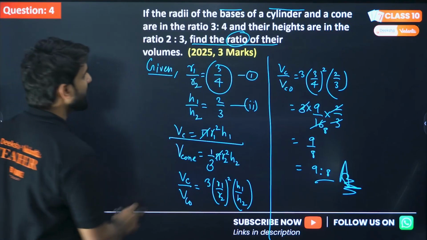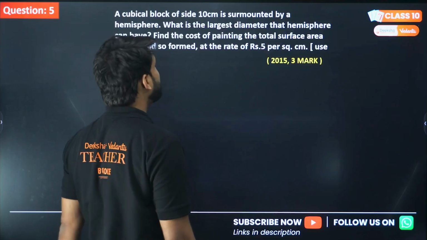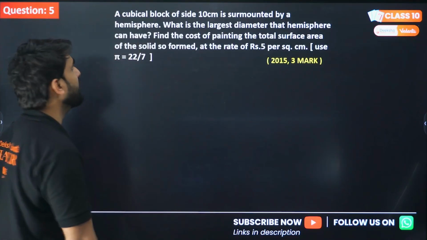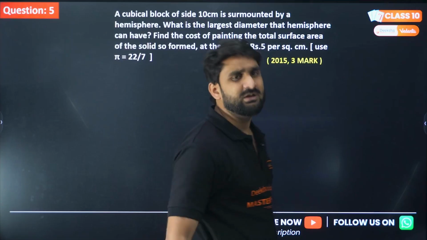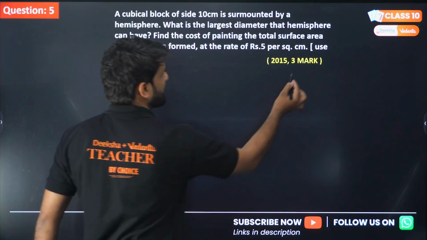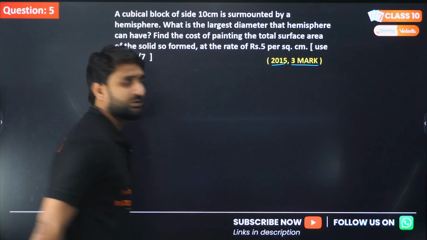Okay. Now move to question number 5. A cubical block of side 10 centimeter is surmounted by a hemisphere. What is the largest diameter that the hemisphere can have? See, this question is interesting, and this question carries 3 marks and was asked in the year 2015.